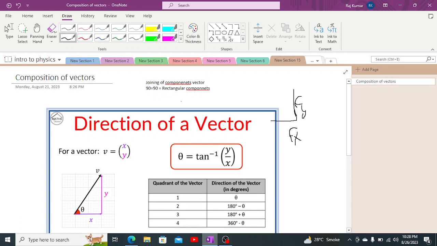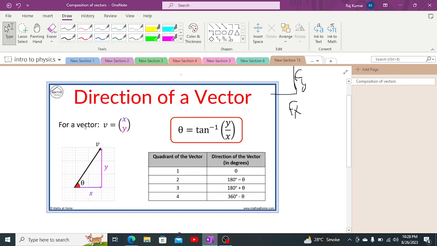After which we come to the direction of a vector. Suppose we are having a vector. Let me just mark it up. So here we are having a vector on the Cartesian coordinate system, x and y. Now this is a vector, and as it is on the Cartesian coordinate system, it has two components: component 1 is Vx, which is on the x-axis, and Vy, which is on the y-axis.